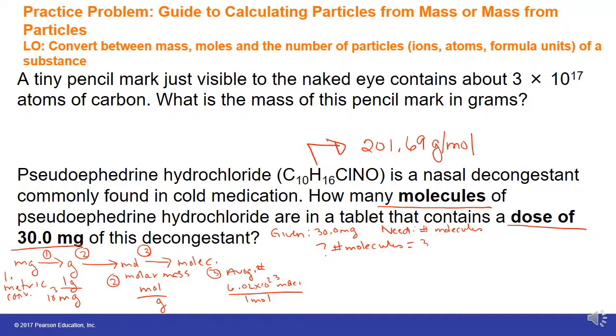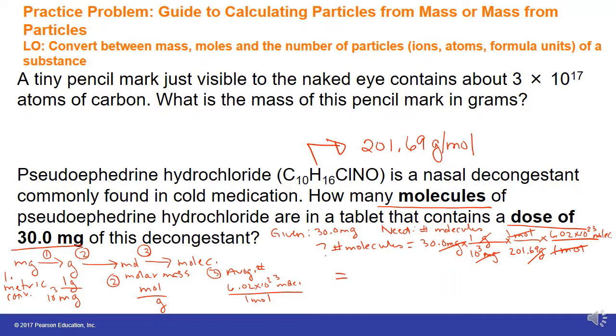All right, so we're going to solve our problem by always starting with what we were given. 30 milligrams, 1 gram is 10 to the 3 milligrams. Notice that our milligrams canceled out. Then we need our molar mass, and we're going to put moles on top. 1 mole is going to be 201.69 grams. So our grams cancel out. And then we know that there's 6.02 times 10 to the 23 molecules per 1 mole. And our moles cancel out.